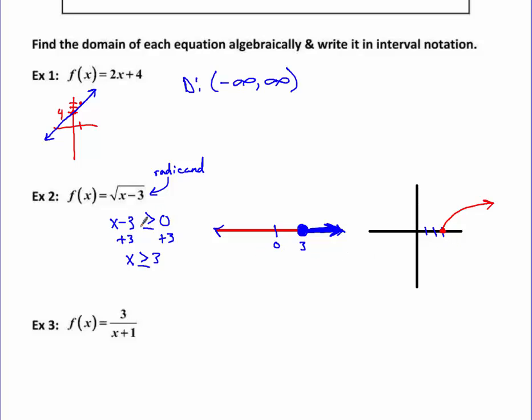And so without maybe understanding exactly why we did what we did, hopefully you can see that the domain of this function graphically goes from 3 on to infinity. So that's why we need to make sure that whatever's under the radical is not less than 0, because if it's less than 0, that would make us over here, and you can see that that function doesn't exist there. So it's undefined.